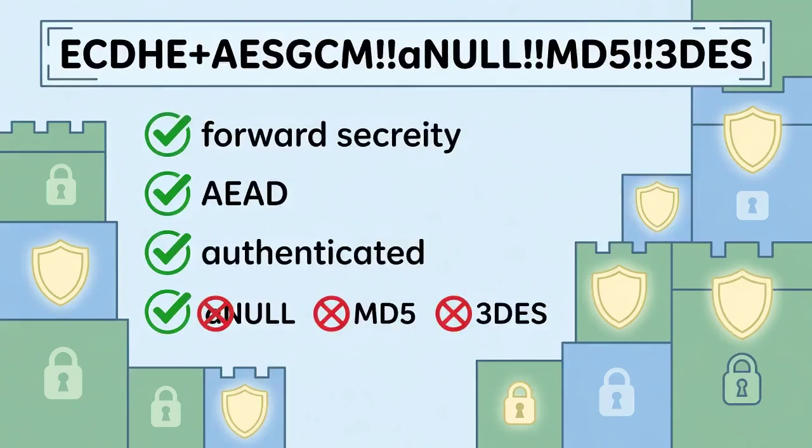A hardened filter looks like ECDHE+AESGCM:!aNULL:!MD5:!3DES. You require ephemeral key exchange and modern AEAD ciphers, then permanently kill anonymous suites, MD5 and triple DES, leaving only authenticated, forward secret, modern cryptography.